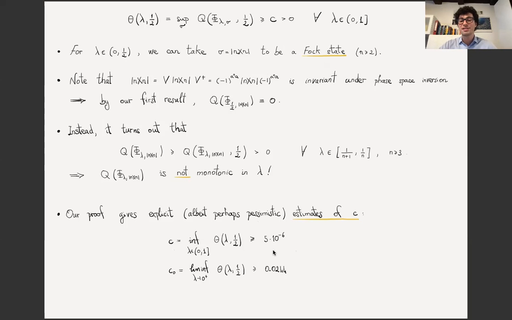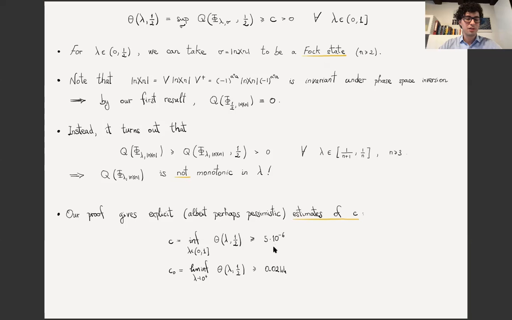The estimate that we get is a ridiculously small number. But numerical estimates suggest that this is actually much larger. This is just that our proof is not very good in this respect, and you can actually make this much larger, of the order of a few percent.